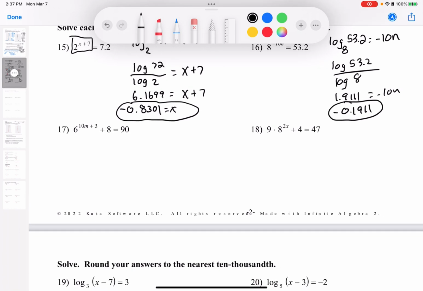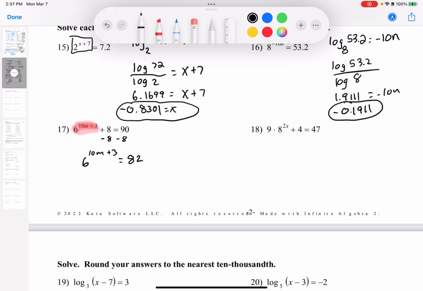Number 17. Okay, so if I look at this one, here is my base to my exponent. So I have to isolate that. I have 8 being added to it, so the first thing I need to do is subtract 8 from both sides. That gives me 6 to the 10m plus 3 is equal to 82.